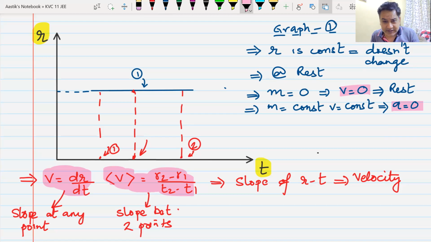The particle is at rest. It does not move. Its velocity is 0. It does not change. Acceleration is 0. Velocity is 0. Particle is at rest. Nothing is happening here. I hope everyone is noting this down.